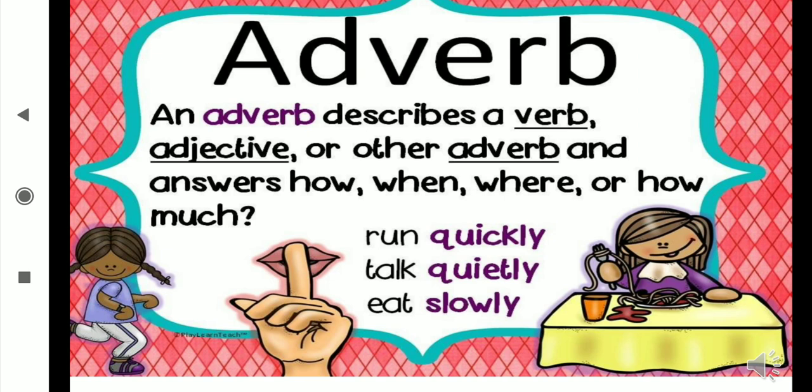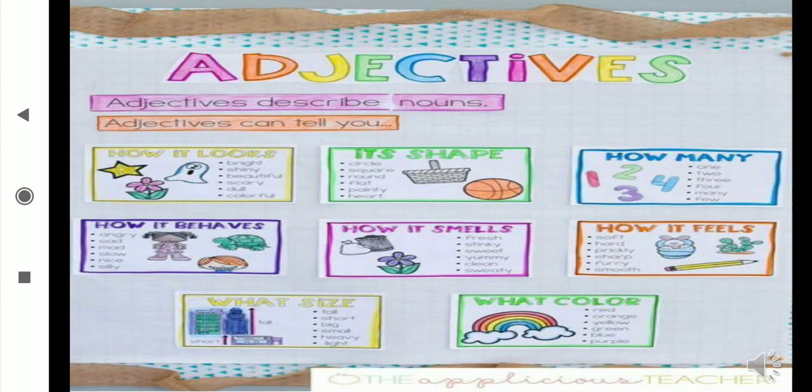Very good. Now what is the next example? Talk quietly. Talk is a verb, and about this verb we are getting more information by using the word quietly, and this quietly comes under the adverb. Now we'll discuss the last example, eat. How to eat? Slowly. That's why this slowly comes under the adverb category. Here are three examples we have seen, and in these three examples, quickly, quietly, slowly are performing the role of adverb.